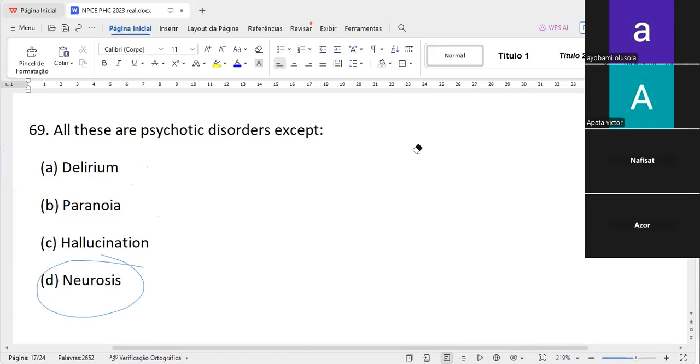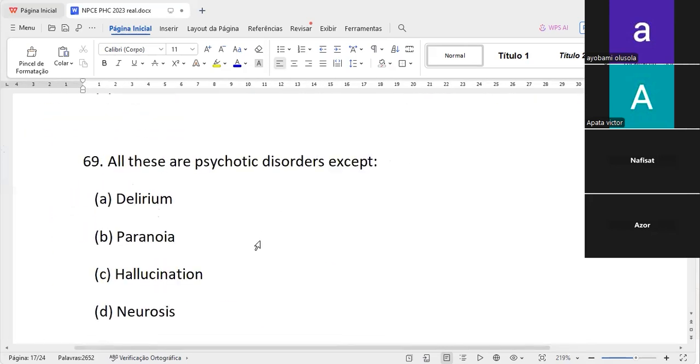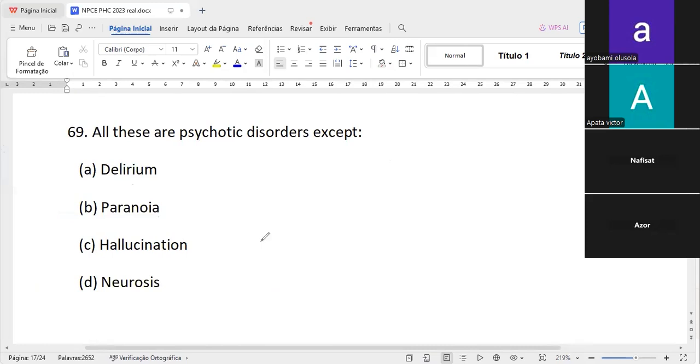Do you know why we are picking neurosis? The reason is because if you take a look at this, delirium, paranoia, hallucination, all these ones, you are breaking away from reality. Like in the case of hallucination, the person is hearing voices that are not there. The person is seeing people that are not there.